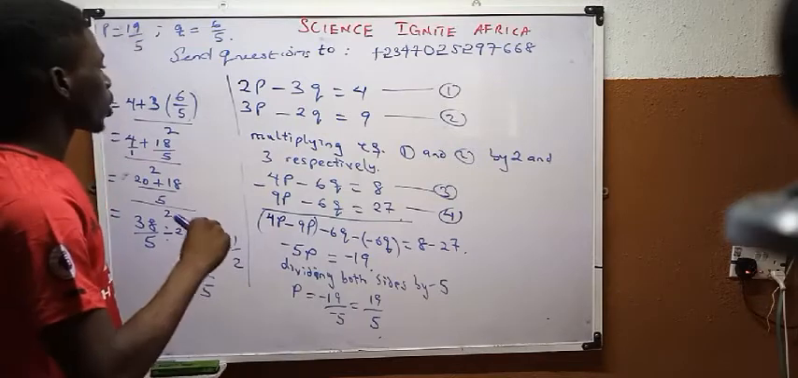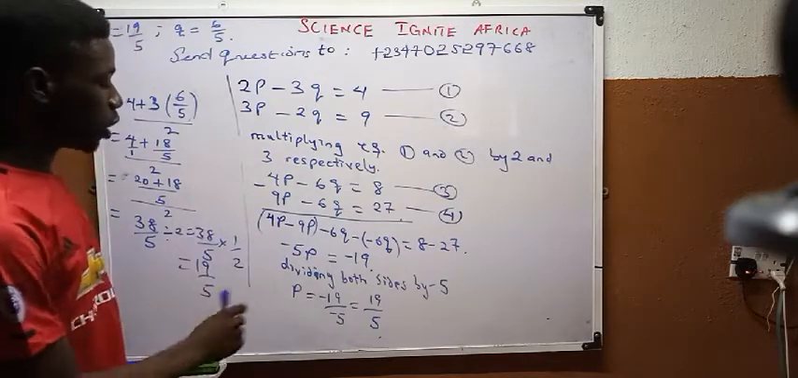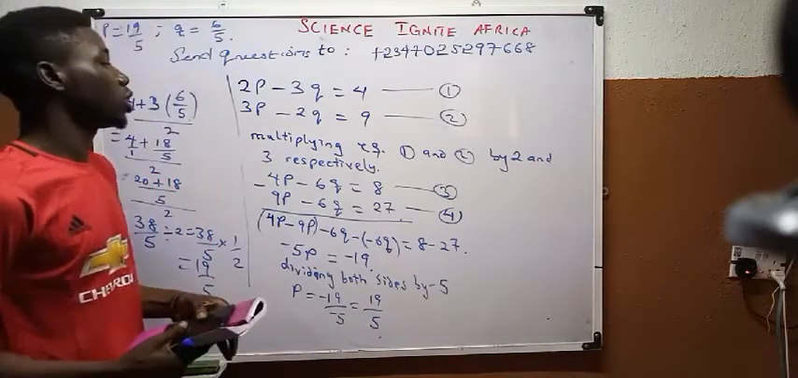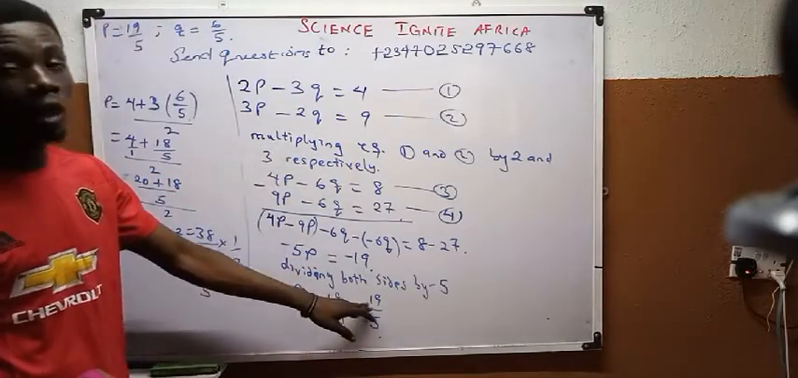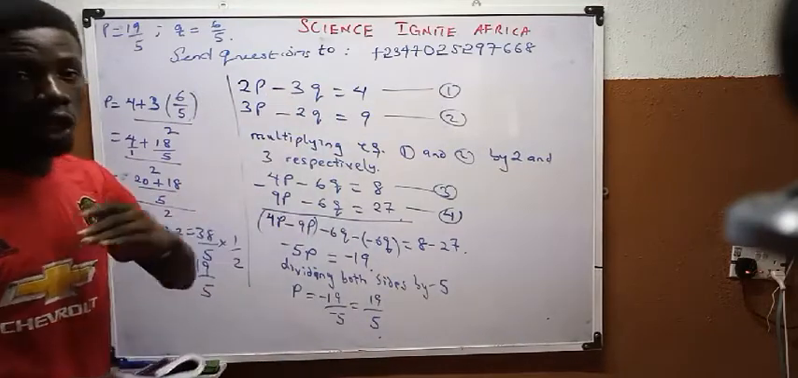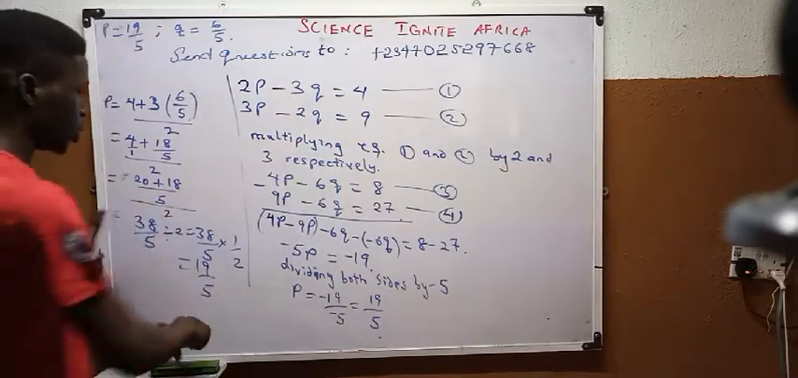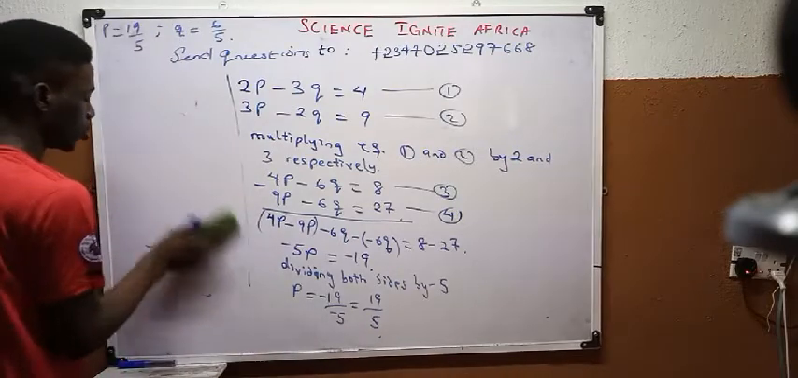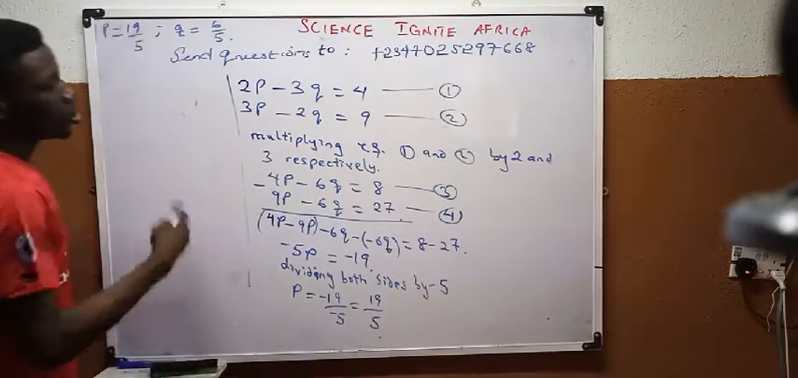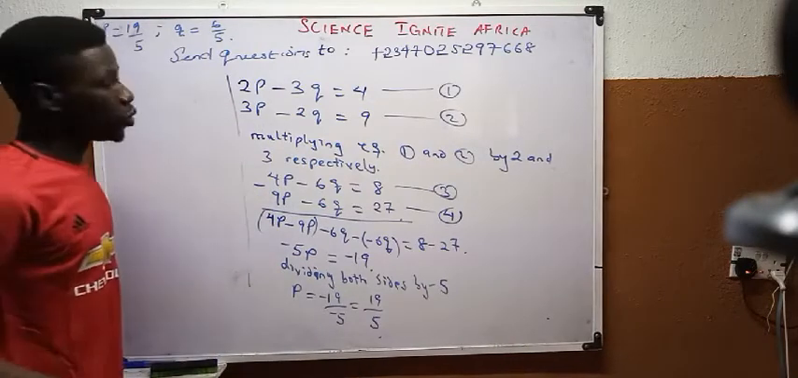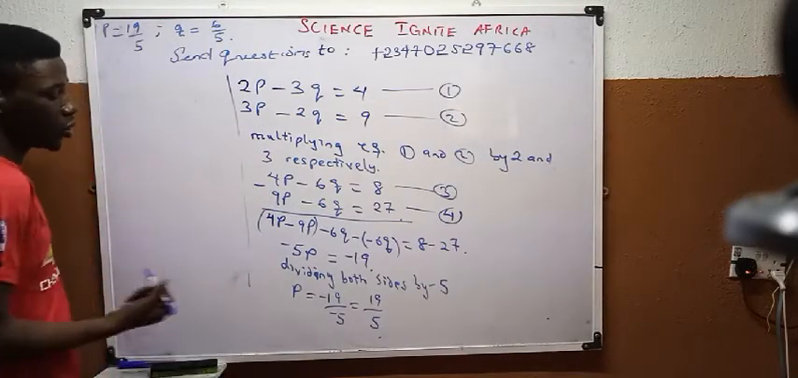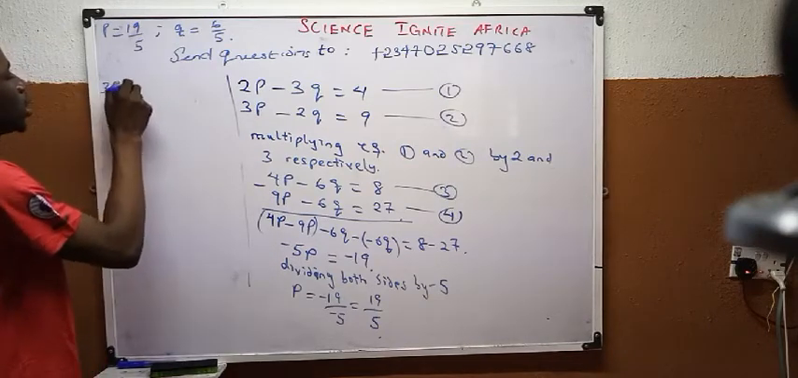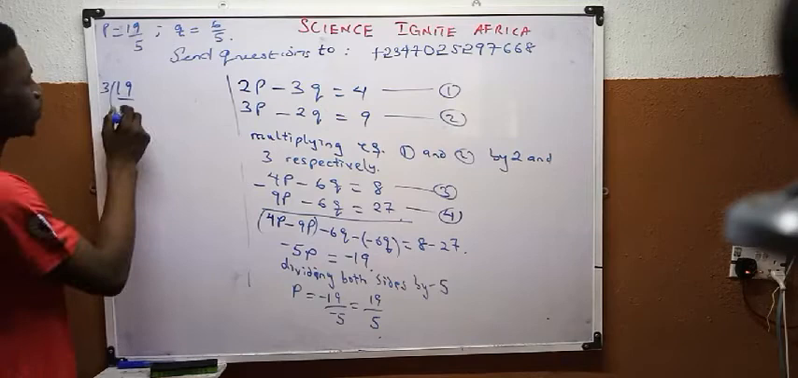Now, to get the value of q, we've already got the value of p, which is 19 over 5. All we have to do is substitute the value of p into any of these equations, and easily we'll get our result. So, permit me to clean this part now. I can pick any equation I like. Let me pick equation 2. Substituting the value of p, I'll have 3 into bracket 19 over 5.